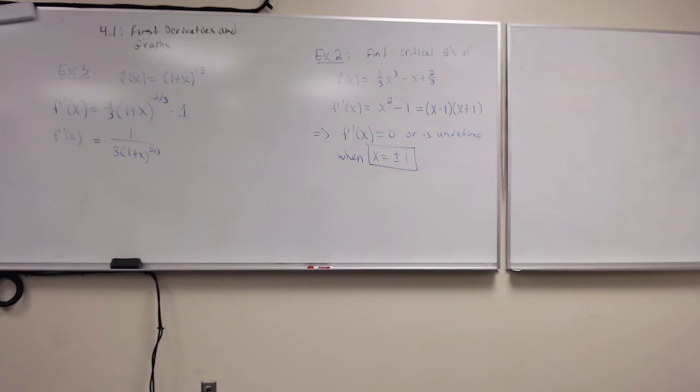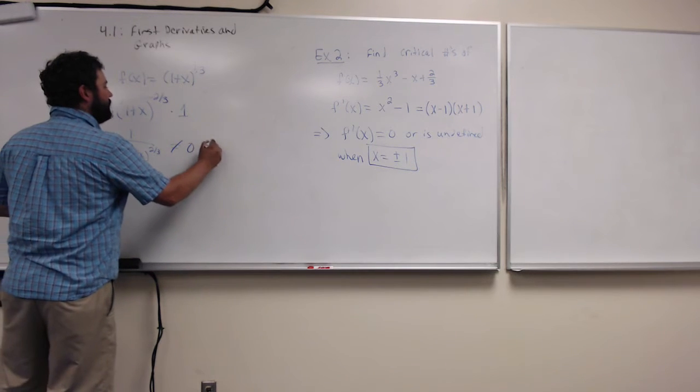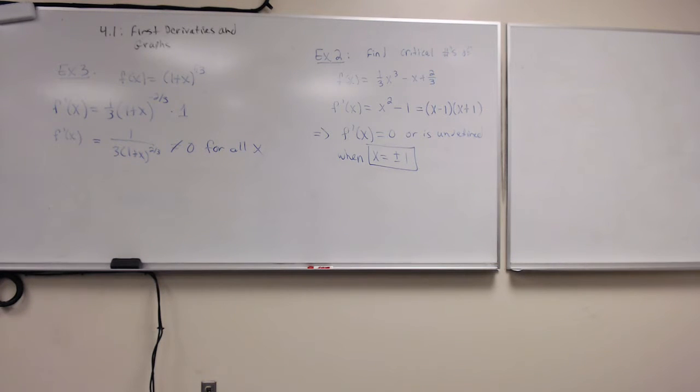They have to be numbers in the domain of the original function that make the derivative 0 or undefined. Now, if you have a fraction and the top is a constant, can that fraction ever equal 0? What do you think? First of all, the bottom can never be 0, but if the bottom is anything other than 0, 1 divided by anything non-zero is never going to equal 0. So this does not equal 0 for all x. So no critical numbers where the derivative is 0.